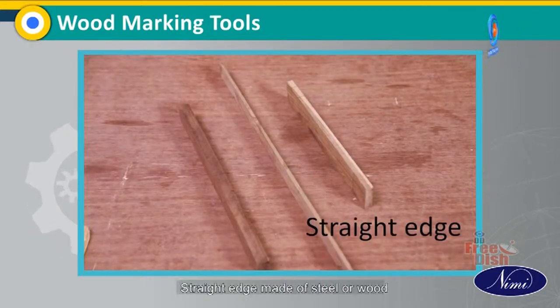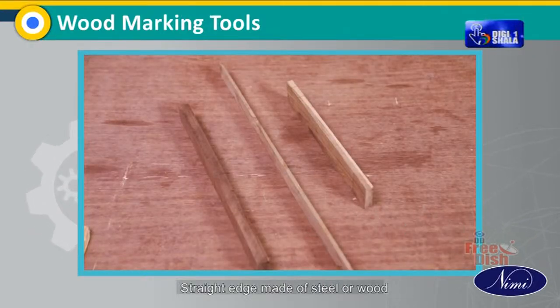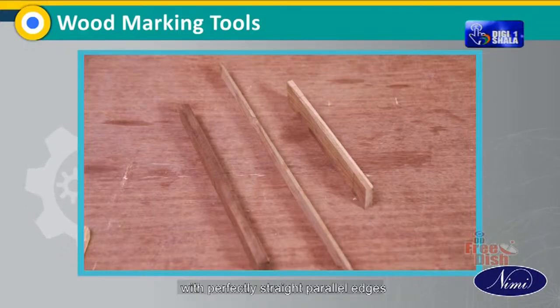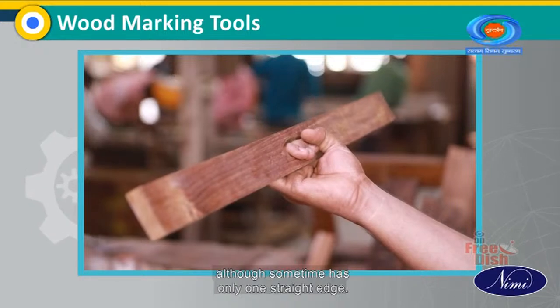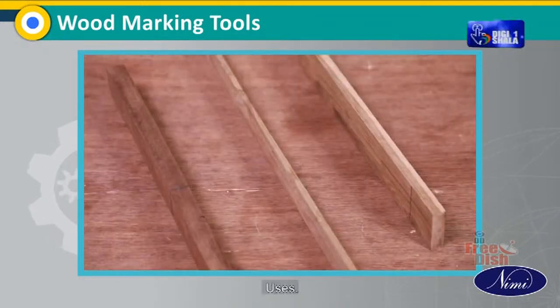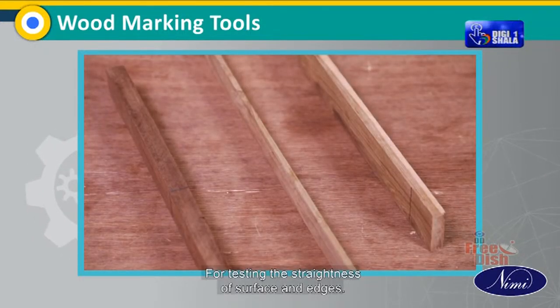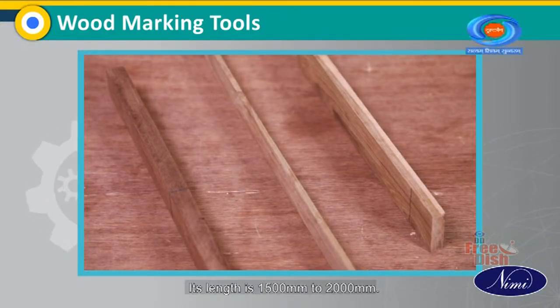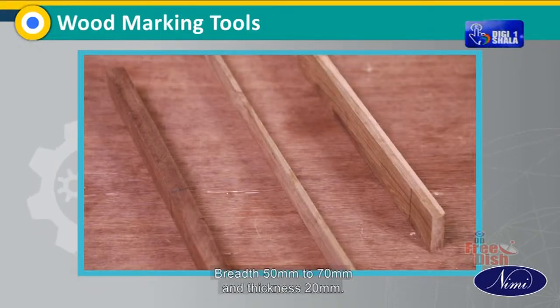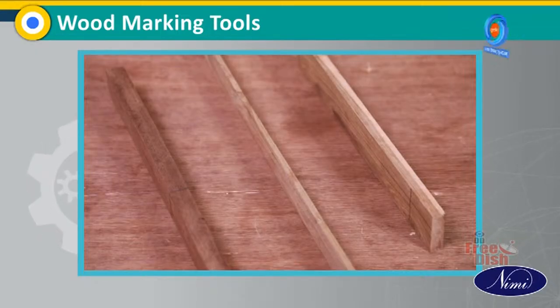Straight edge. A straight edge is made of steel or wood with perfectly straight parallel edges, although sometimes it has only one straight edge. Uses: for testing the straightness of surface and edges. Its length is 1500 mm to 2000 mm, breadth 50 mm to 70 mm and thickness 20 mm.